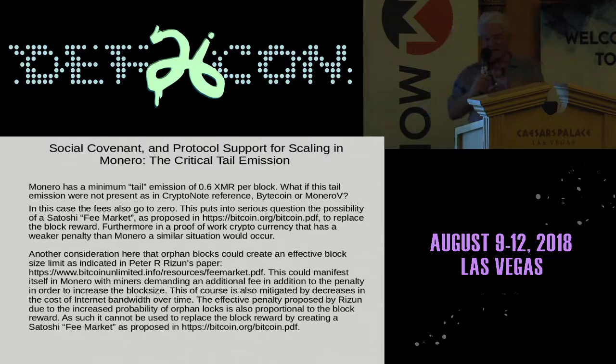So one can understand, for example, the position taken by Bitcoin Core. They said, well, we may have a problem here. We can't take the risk. We won't allow the block size to increase, effectively imposing an infinite penalty. And that's a reasonable course of action. It's better to have a small coin than an insecure coin.